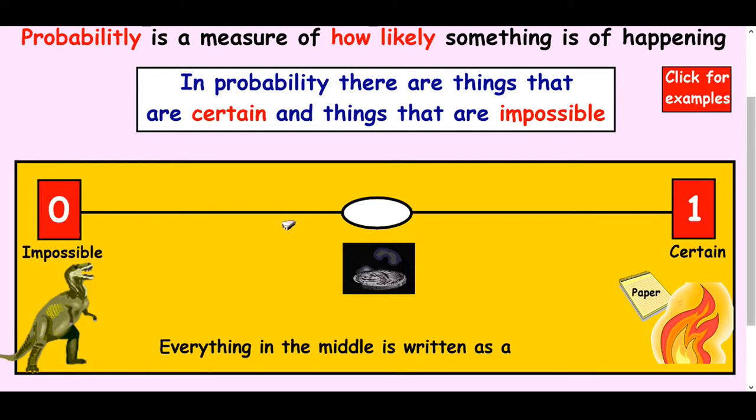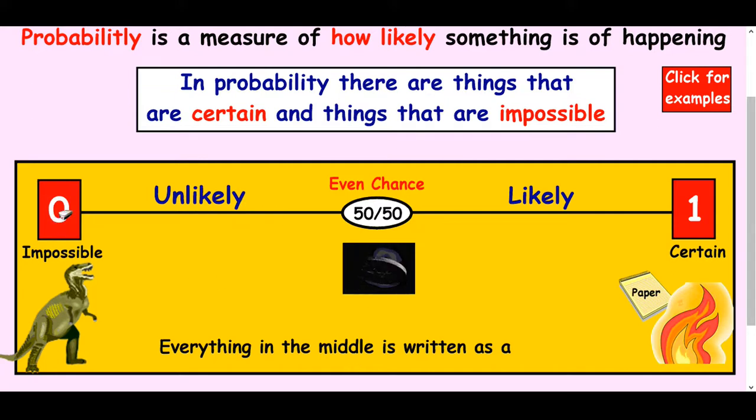Now you've got these things in the middle, right? Bang in the middle is a 50-50 chance. That's an even chance, 50-50. Now what I've got here is a picture of flipping a coin. You've got an even chance of getting a head or a tail because there's two sides on it. And then between an even chance and certainties, you get things that are quite likely to happen. And then between even chance and impossible, you get unlikely things to happen.